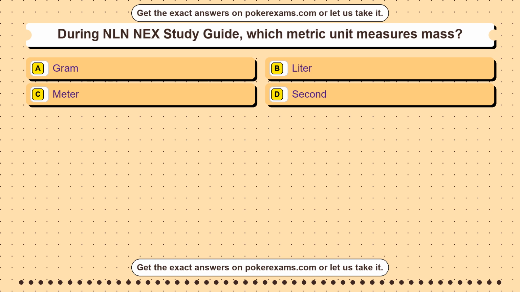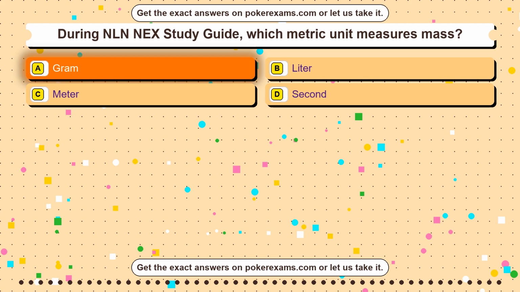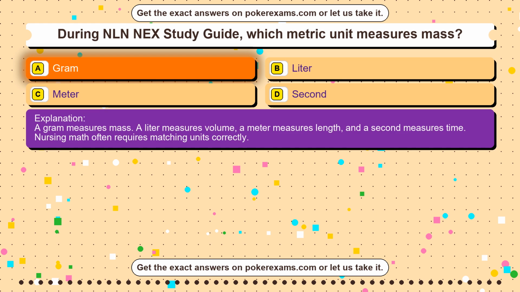Question 1. During GED scientific method practice, which number is the mode of 4, 6, 6, 7, 9? Option A 4. Option B 6. Option C 7. Option D 9. The correct answer is option B. The mode is the value that appears most often, which is 6. The other numbers appear only once. Frequency is the key to finding the mode.